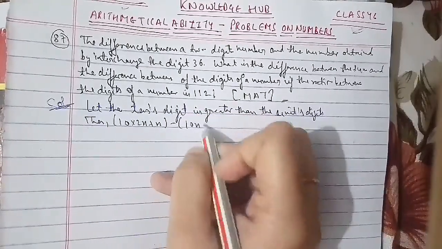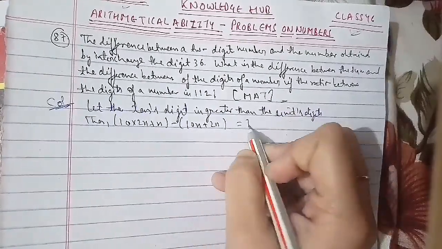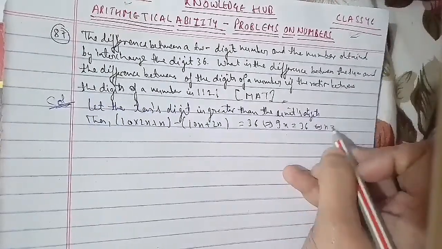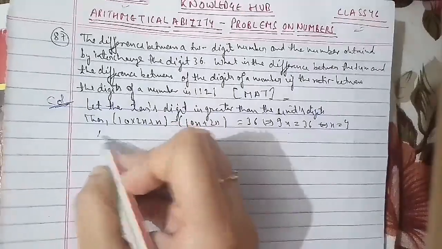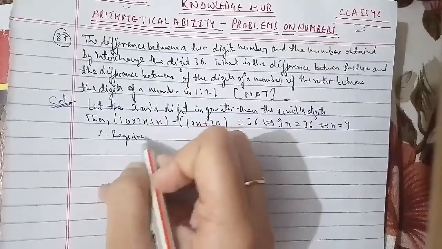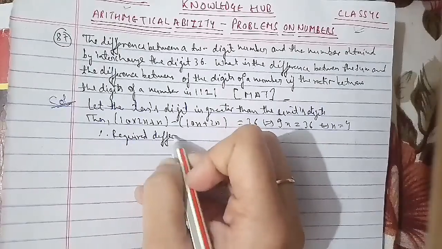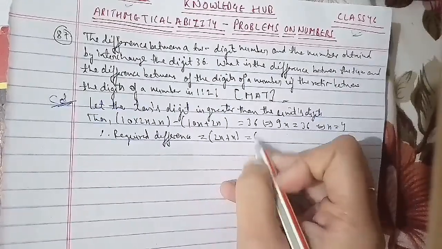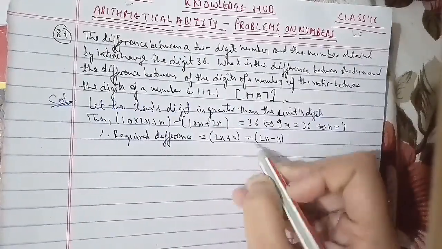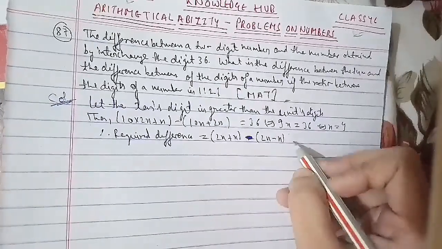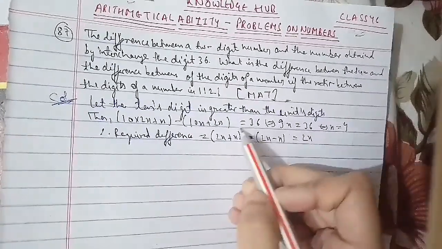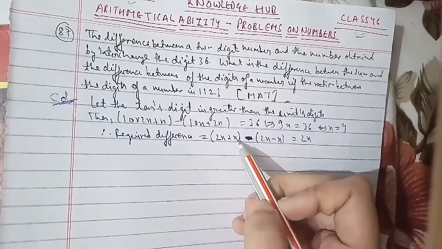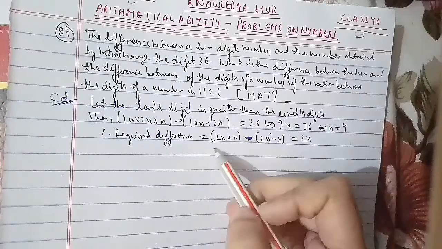So we require the difference: (2x + x) − (2x − x) = 2x, because this plus x and this minus, minus minus becomes plus x, and the 2x and minus 2x cancel out, so 2x will be the right answer. We'll put the value of x here: x equals 4, so 2 into 4 equals 8. So we get the answer, that is 8.